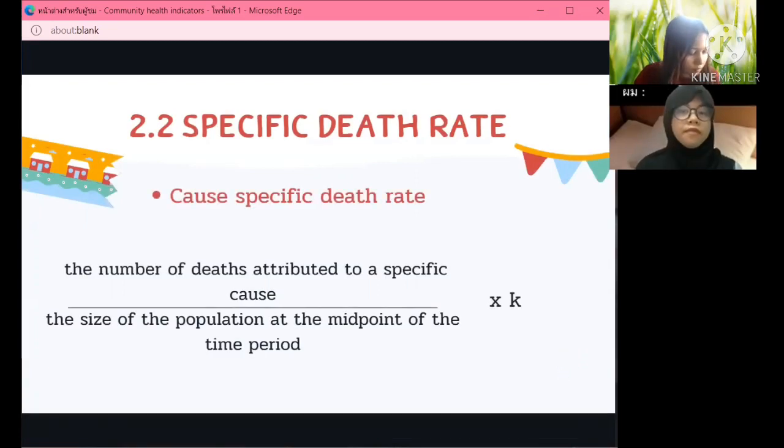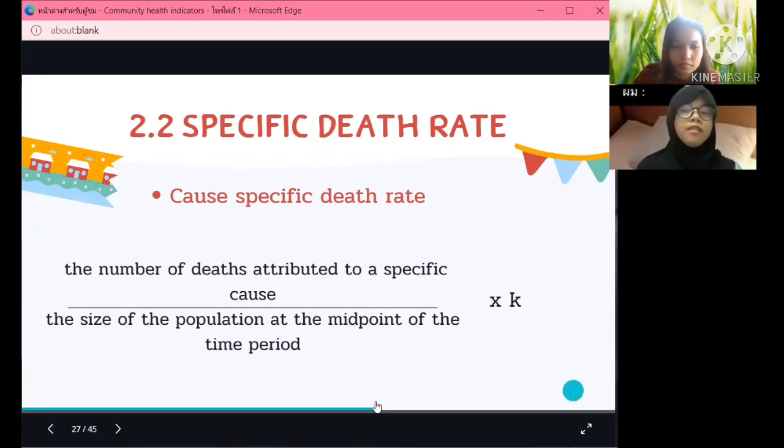And the second is the cause-specific death rate: the number of deaths attributed to a specific cause times a constant number, divided by the size of the population at the midpoint of the time period.